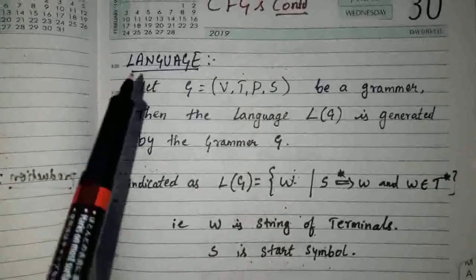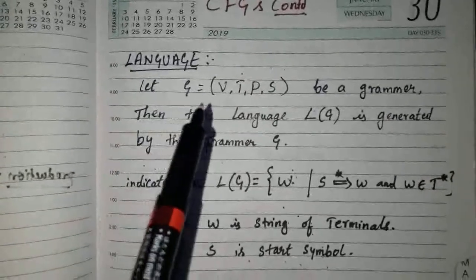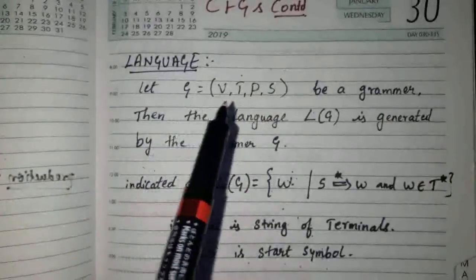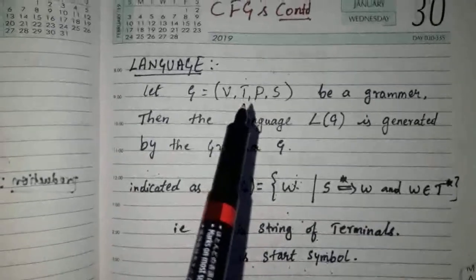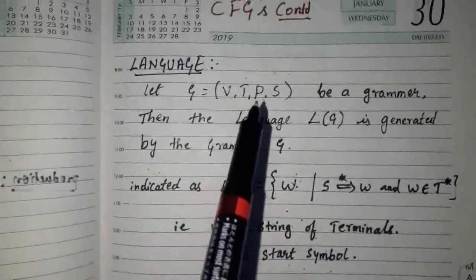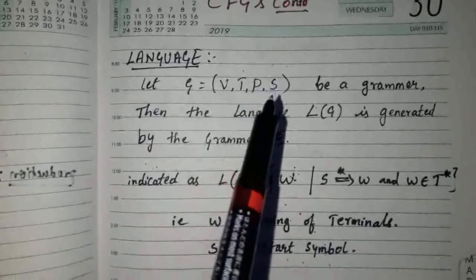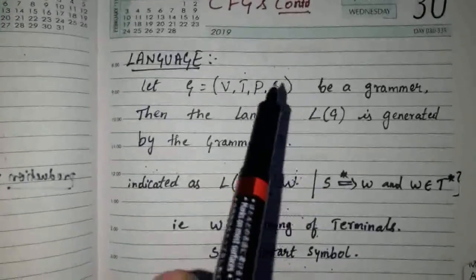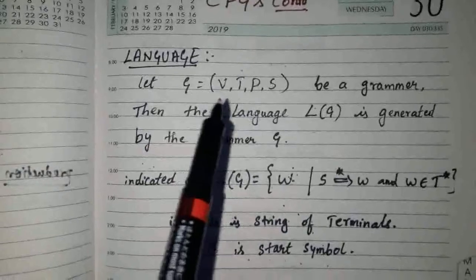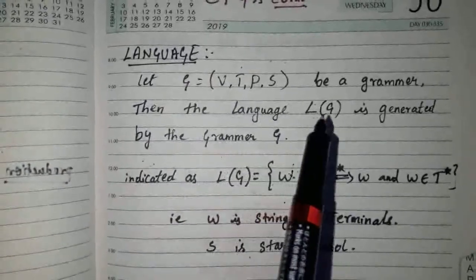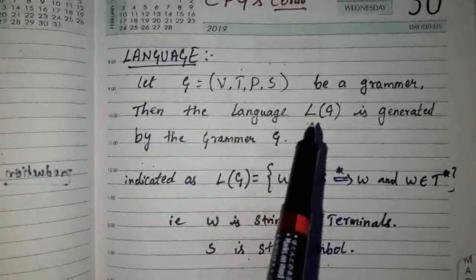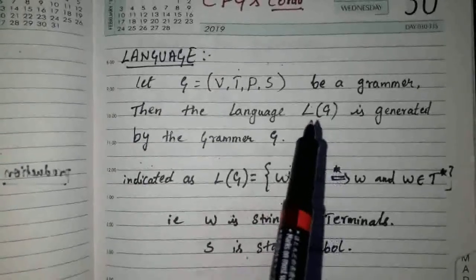So now we know that a grammar can be defined as V, T, P, S, where V is a set of variables, T is a set of terminals, P is a set of productions, S is the start symbol. If this is the grammar, then using this grammar we can get some language, and it is indicated as L of G. It can be generated.